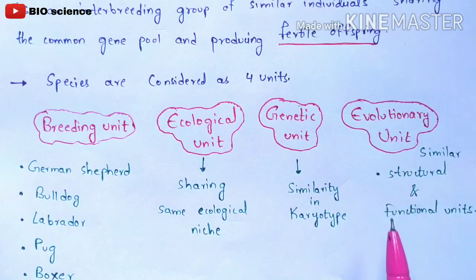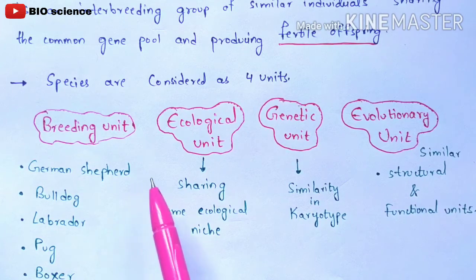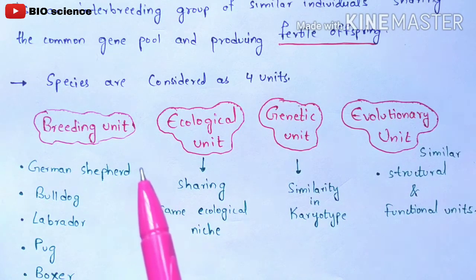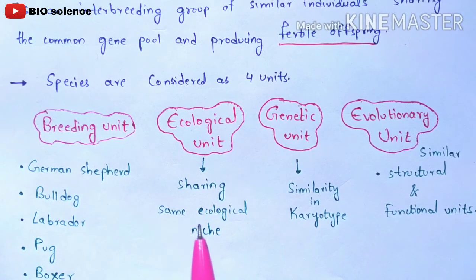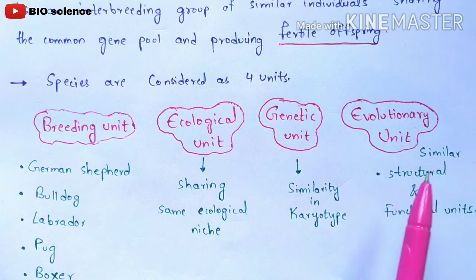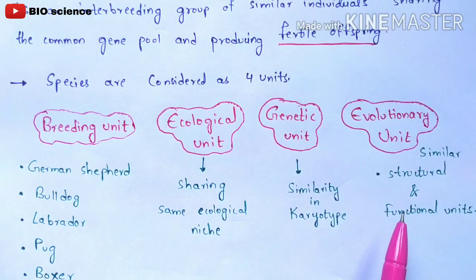Similar structure. And even if you see the functional unit, the functions performed by all of these dogs will also be the same: they can run, they can walk, and they can sense smell. So the function done by all of these dogs will be similar. By this we can consider the species as an evolutionary unit, where it shows similarity in structure as well as in function. So this is about the species which you have to remember.